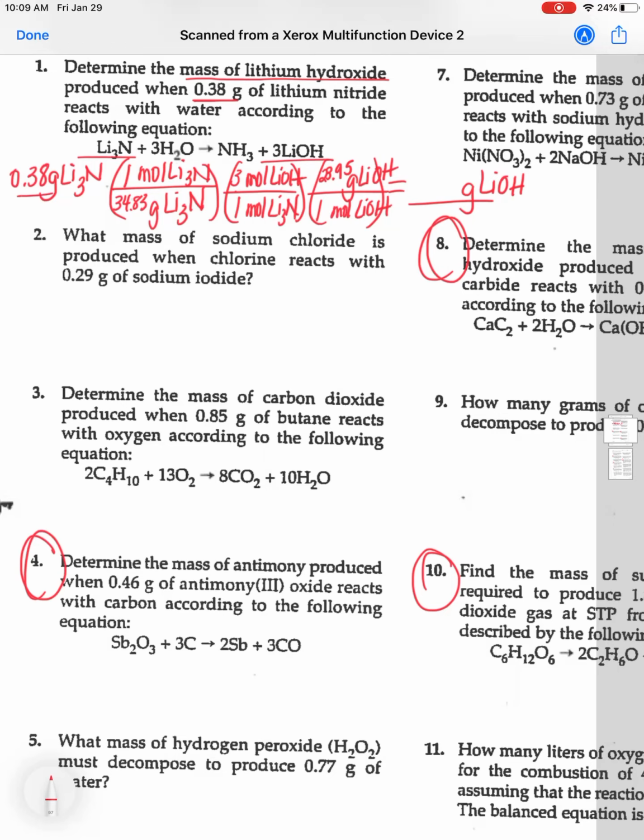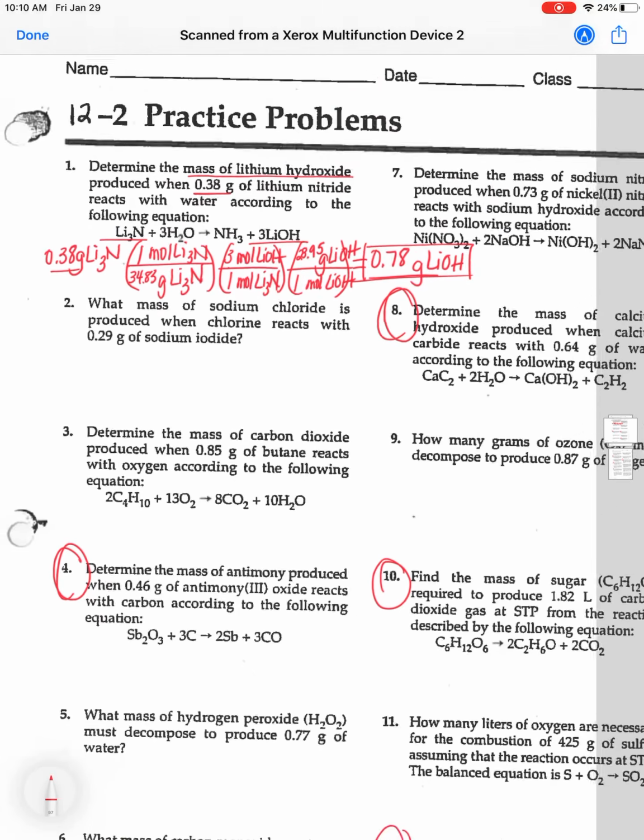All right, so I'm going to take 0.38. I'm going to divide by 34.83, multiply by 3, and then multiply by 23.95. And I get an answer of 0.78 grams of lithium hydroxide. I hope that you do as well when you go through that problem. If not, try it again, and then let me know if you have issues.